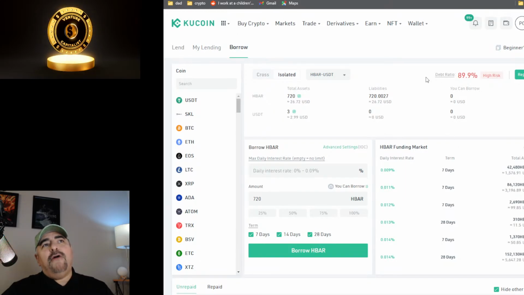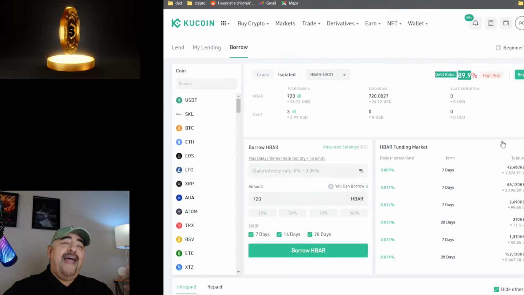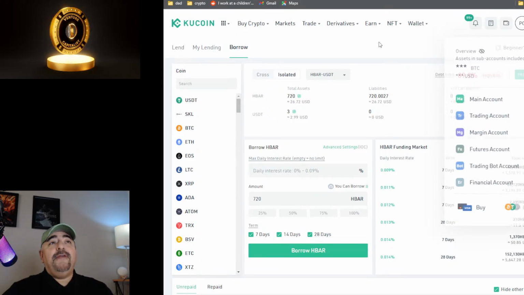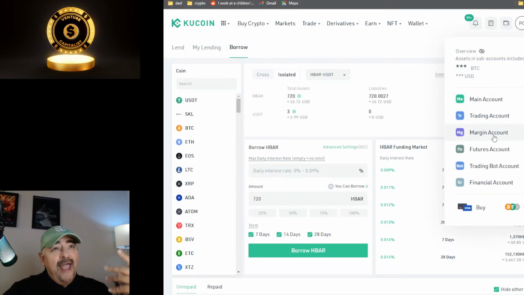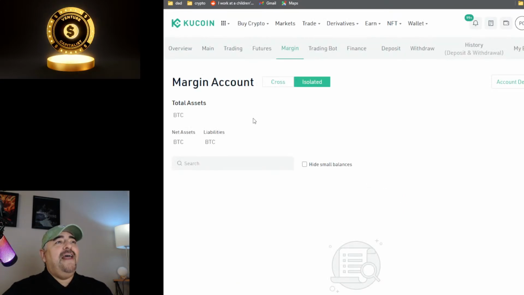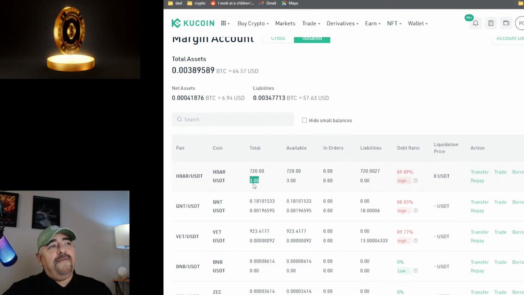All right, so now that I borrowed that, my debt ratio, I borrowed 100%, meaning that I borrowed the 90% that they were offering me, and I borrowed 100% of it. So I borrowed the $27 they were lending me to go with my $3 so that I have $30 worth of HBAR, okay? Now, I go over to margins, okay, guys? Now that I'm in margins, I'm going to see that my total went from $3, and it is now moved over to what's called liabilities.